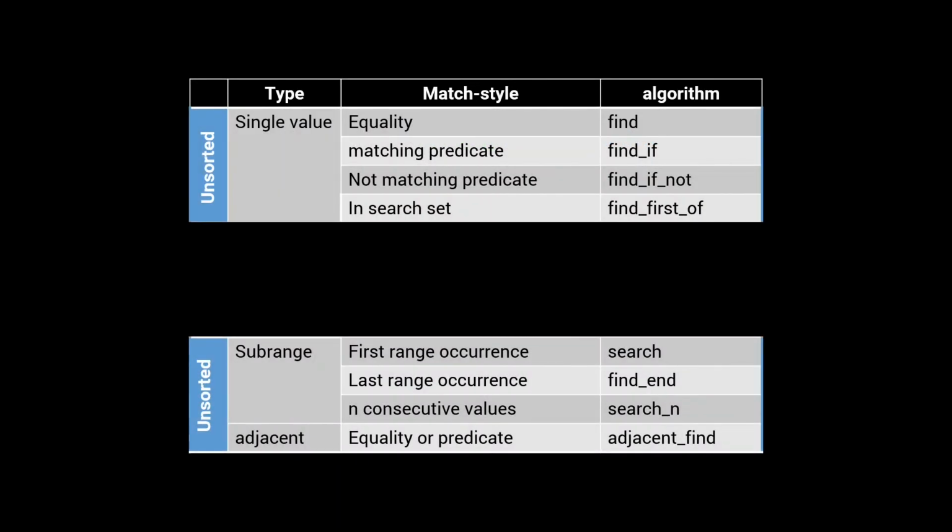Looking at the overview, we see that we have exactly 4 algorithms to look for a single value and 4 to search for a sequence of values. While these algorithms can be used on any input range, there are some specialty algorithms that will give you better performance if your input range is sorted.